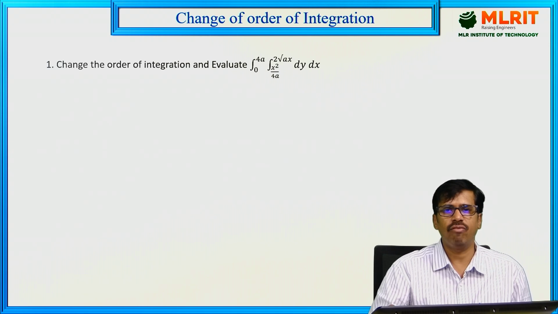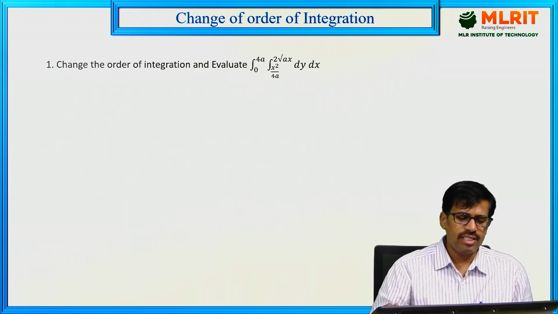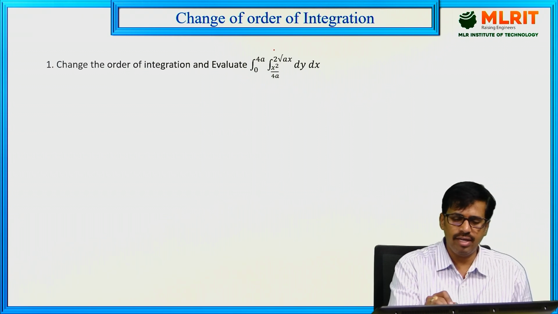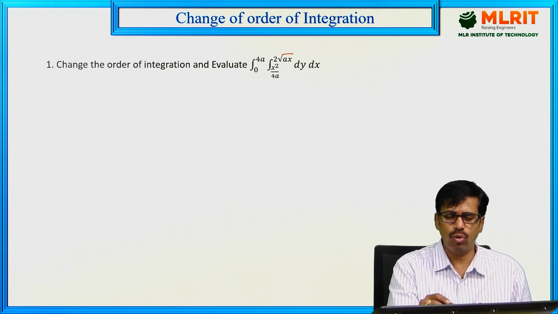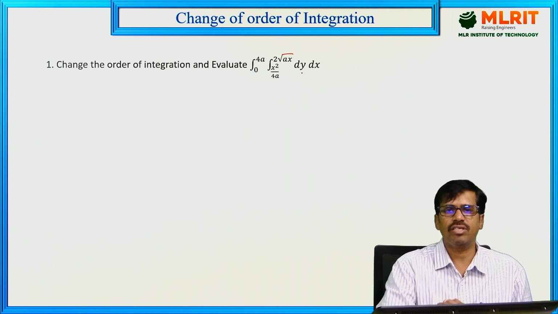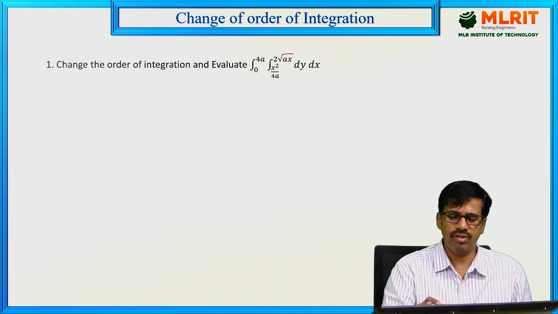Let us see one problem. Change the order of integration and evaluate the integral, 0 to 4a, x square by 4a to 2 root ax, and the function, we don't have any function, dy dx.